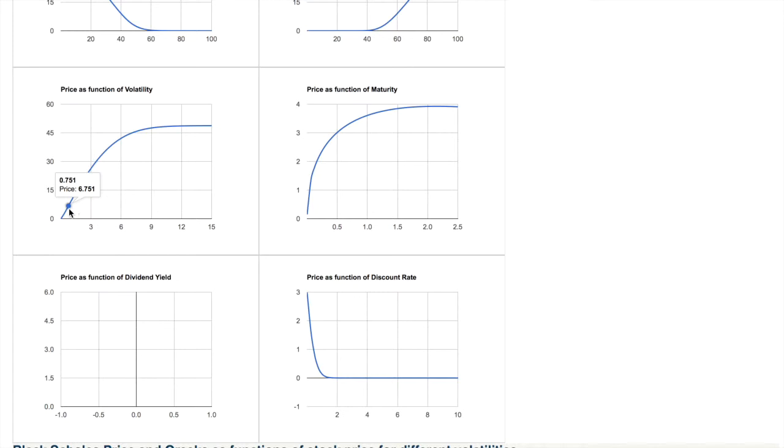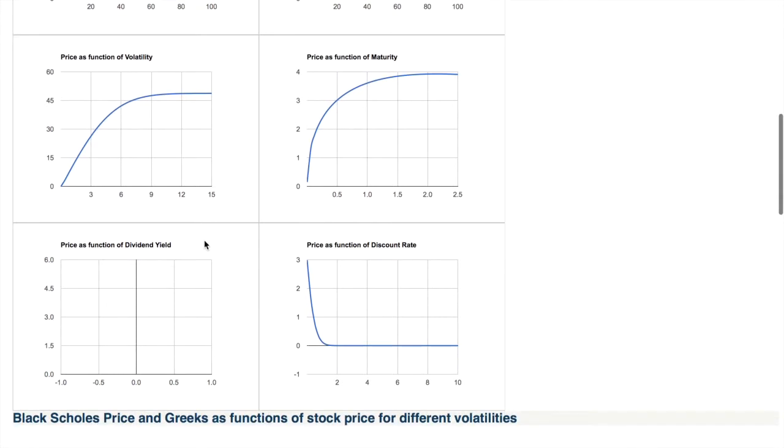Let's look at how the price changes with volatility. As you can see, the price increases with volatility, but there comes a point when the price does not change much. Mind the scale. It goes from almost 0 to 1,500%, but it is good to see how the price behaves in the extreme.